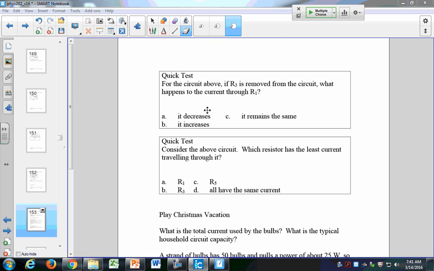Okay, which resistor has the least current traveling through it? R1, R3, or R5? Think about your current as it moves through that circuit. It's going to split up at the junctions. And so where will it have the most current, and how does it split up going through those junctions? Or rather, which one has the least current? R1, R3, or R5? Or do all the resistors have the same current? No, they all have the same current. All right, I'm going to stop at 45.